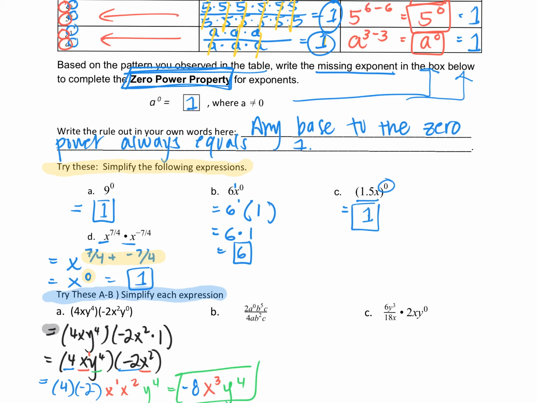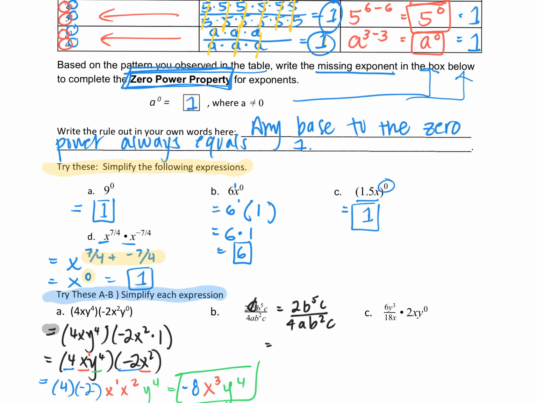Okay, let's look at part B. So for part B, similarly to what we saw in A, if there's something that has a 0 power, I can go ahead and just change it to 1. So that's just going to be equal to 1. And if I have 1 and 2 multiplied, it's just going to be 2. So I don't need to write the 1. It's just going to be 2 times b to the 5th times c over 4ab squared c. And then I can go ahead and do it like normal.